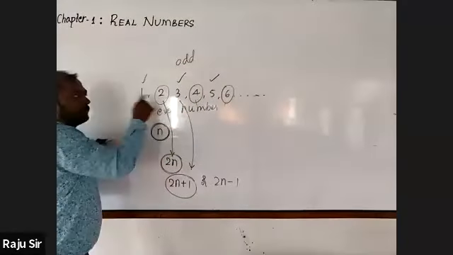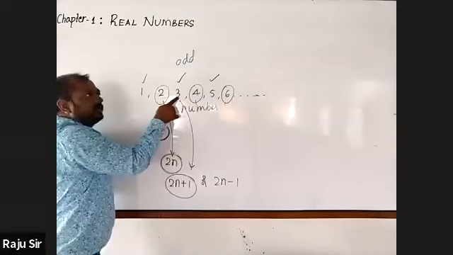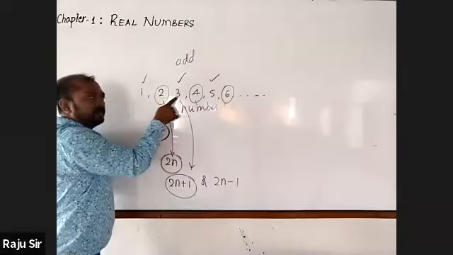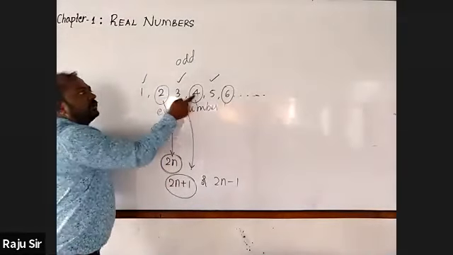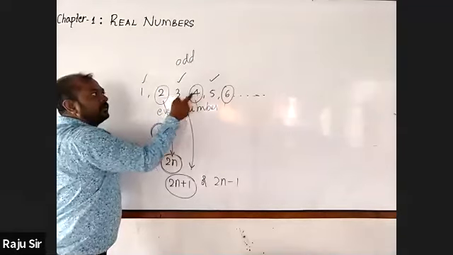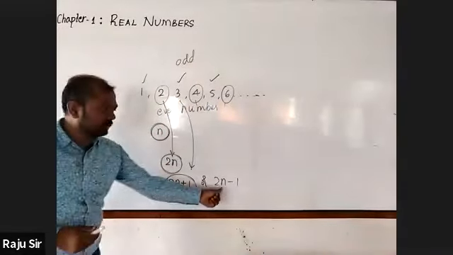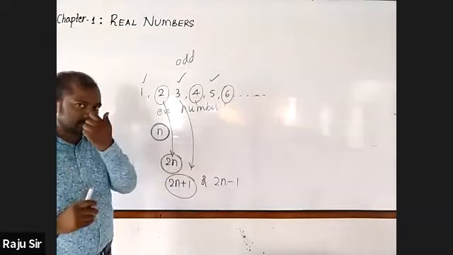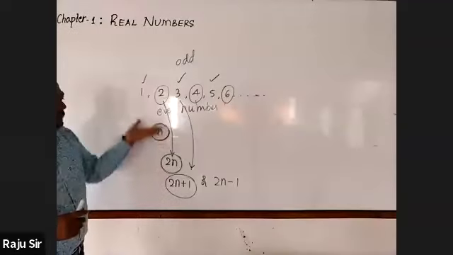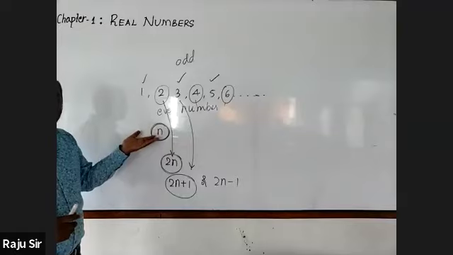See, even number, odd number, it will be either greater than the even number by 1, hence we have written 2n plus 1, or it may be less than the even number by 1, hence we have written 2n minus 1. Hope that you are understanding. So, this is the pattern to express even numbers as well as odd numbers with the natural numbers.